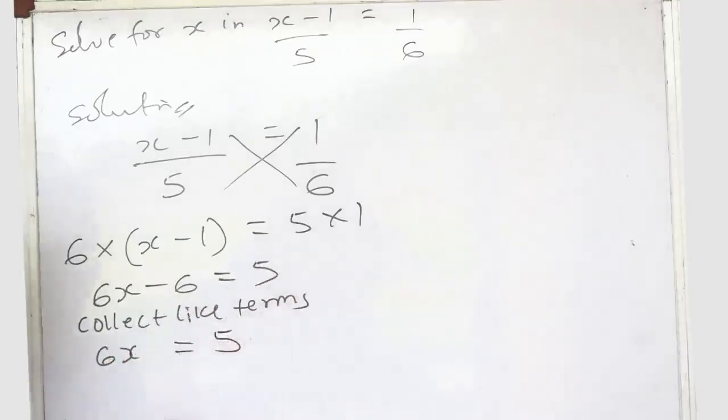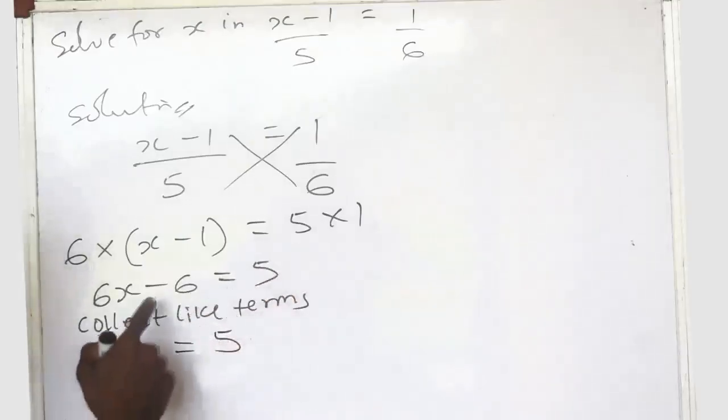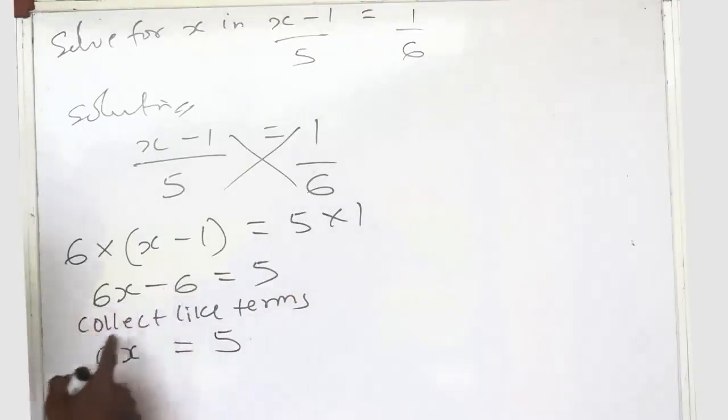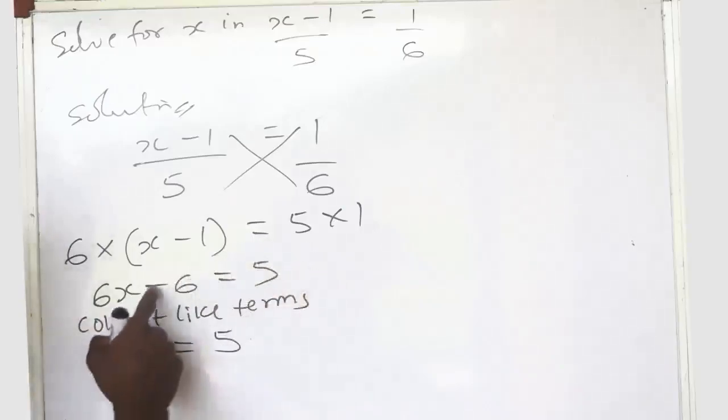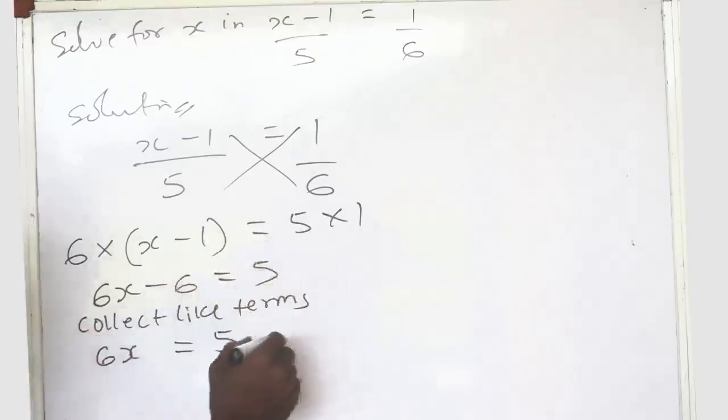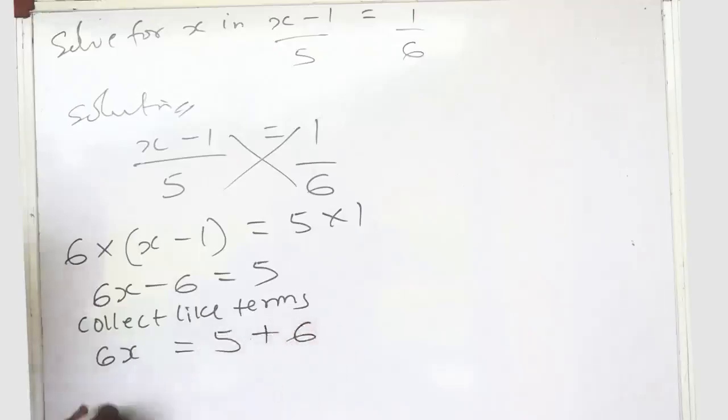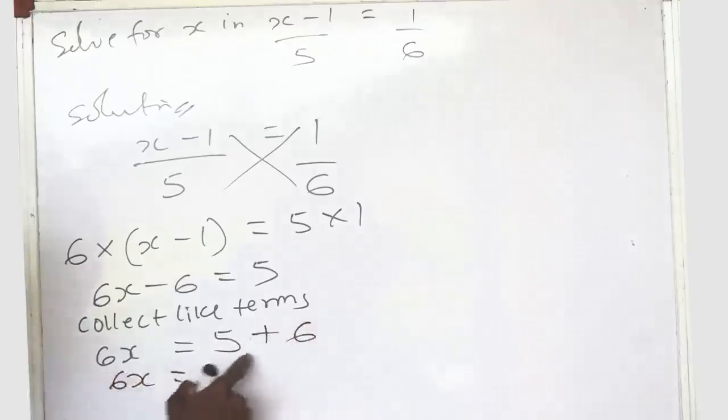5 is already at the right hand side, it doesn't need to move. The one that will move is minus 6, which is at the left hand side. So when it moves, crosses this equality sign, it's coming to meet what? Meet 5. That means the sign, which is negative, will change to positive. So we have 6x equal to this plus this is 11.